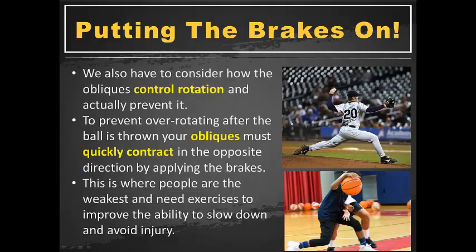Putting the brakes on, so we have to consider how the obliques control the rotation and actually prevent it. Instead of trying to enhance it, we're trying to actually stop it. So in the case of when we throw, we have to have a point where we quickly decelerate and contract in the opposite direction. And this is where the obliques on the opposite side are actually more important to you than the ones that are accelerating.